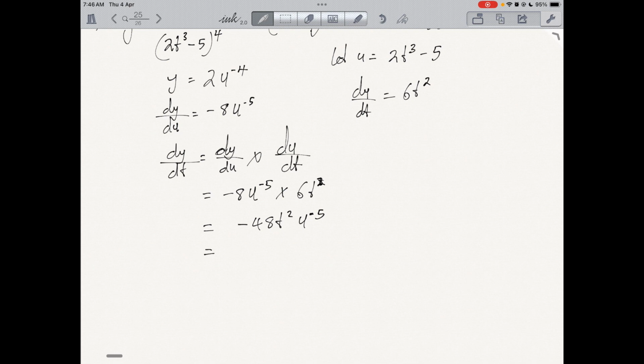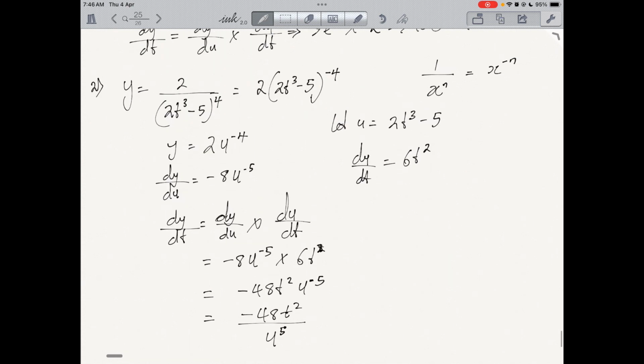Now we can rewrite this to give us minus 48 t squared divided by u raised to power 5, because we have applied the law of indices. Now substituting our u back, we have that our dy/dt is equal to minus 48 t squared divided by 2t cubed minus 5 raised to power 5. Let's take two more examples.